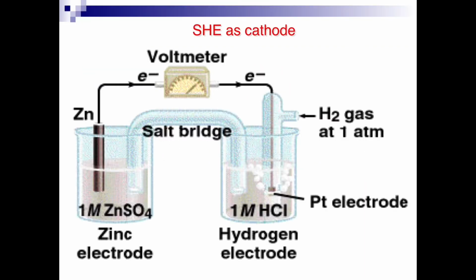Let's see an experiment where SHE becomes the cathode. In this experiment, SHE is paired up with a zinc electrode. How do we know that in this experiment SHE becomes the cathode? We study the observations.